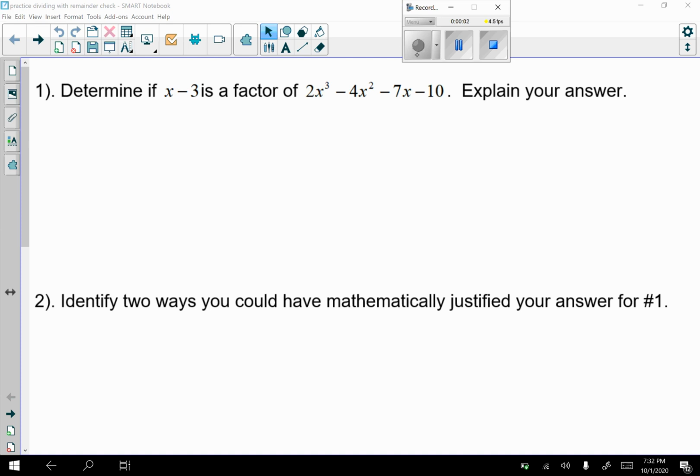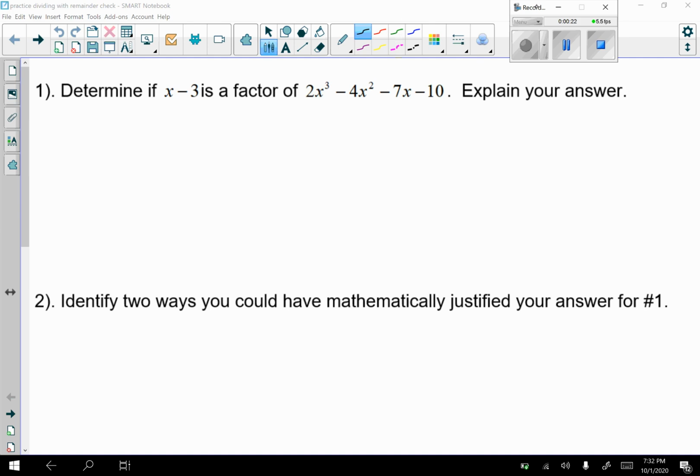This video is going to review the factor and remainder theorem as well as dividing using the tabular method and synthetic division. So number 1 says determine if x minus 3 is a factor of 2x cubed minus 4x squared minus 7x minus 10. Explain your answer. So remember that is a factor means there's no remainder.